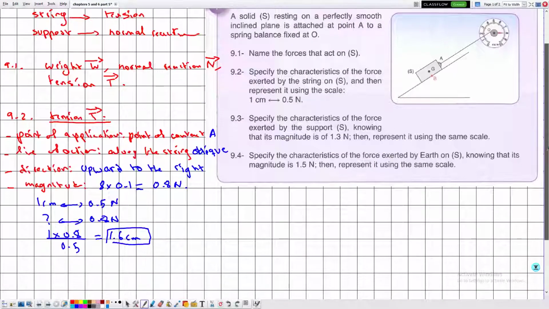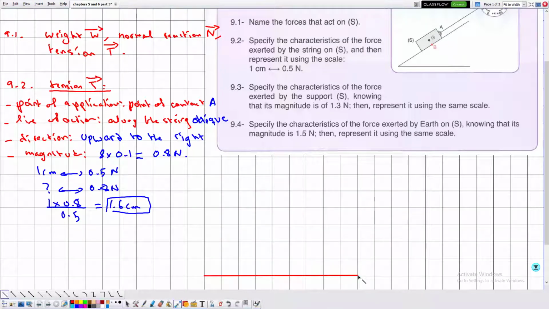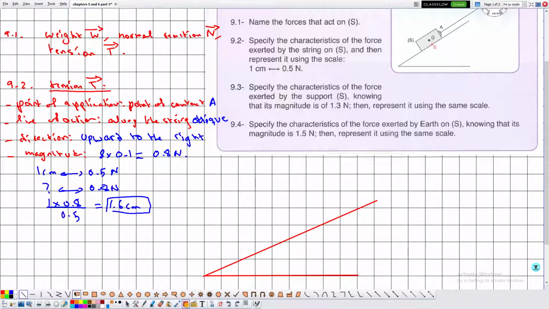Now let me here redraw the figure in order to represent the tension T. This is the support, and this is the solid S.